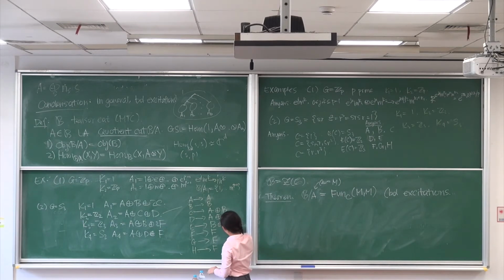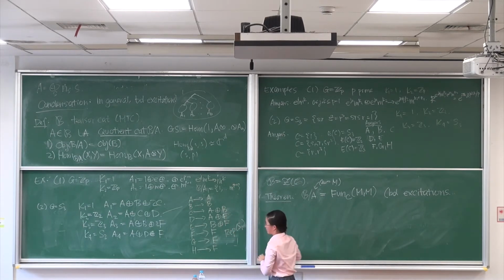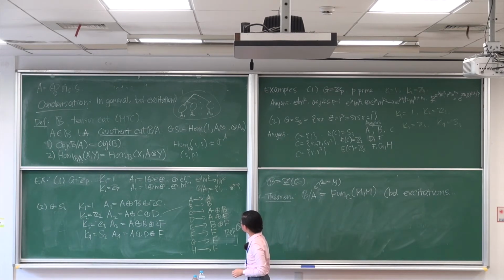And what we see is that actually the category of excitations is going to be given by the representation category of S3. I think to be precise, you can write A tensor B. For D, for example, you can write A tensor D.